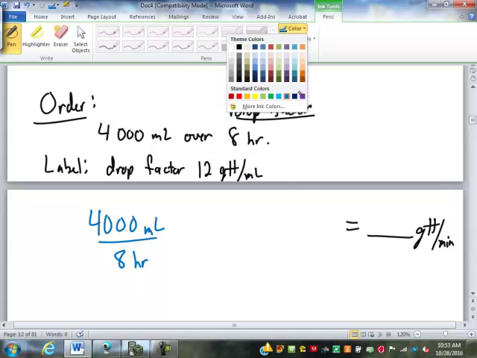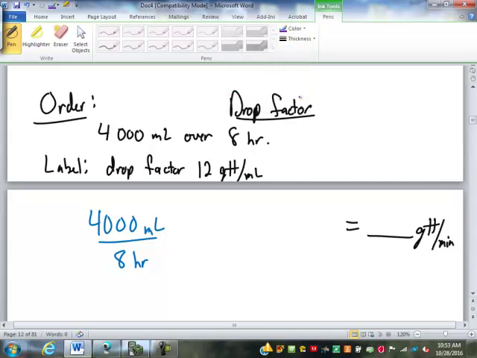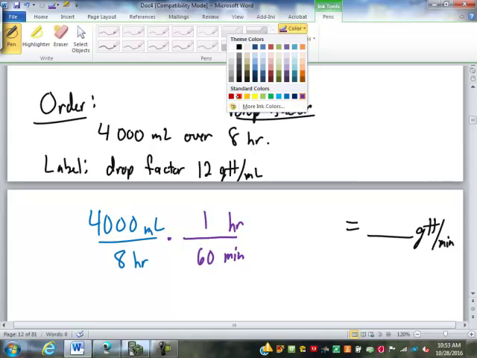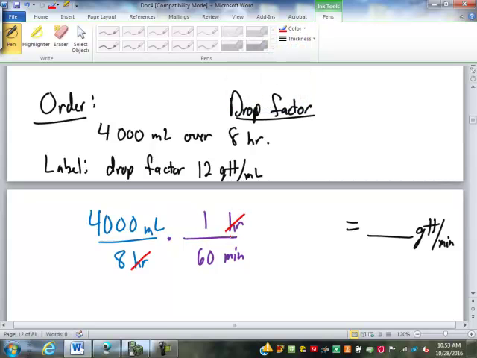So we've got a couple of things we got to deal with here. We have to convert our hours into minutes. 1 hour is 60 minutes. So our hours have now canceled out. Right now we've got milliliters on top and minutes on bottom. So we're in milliliters per minute. So we have to get rid of those milliliters.